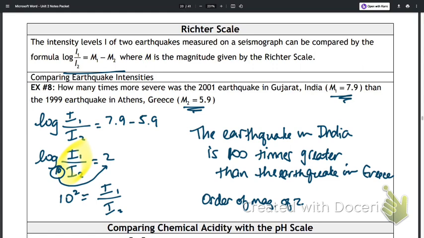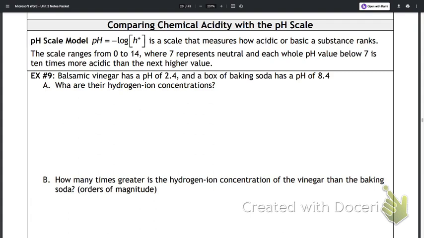All right, let's do another example. On the next example, we're going to compare acidity with the pH scale. We have a pH scale where pH equals the negative log of the hydrogen ion concentration. Using our formula, the scale ranges from 0 to 14, where 7 represents neutral, and each whole pH value below 7 is 10 times more acidic than the next higher level. Balsamic vinegar has a pH of 2.4, and a box of baking soda has a pH of 8.4. What are their hydrogen ion concentrations?